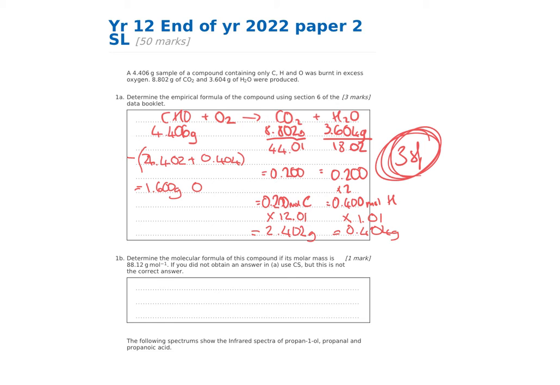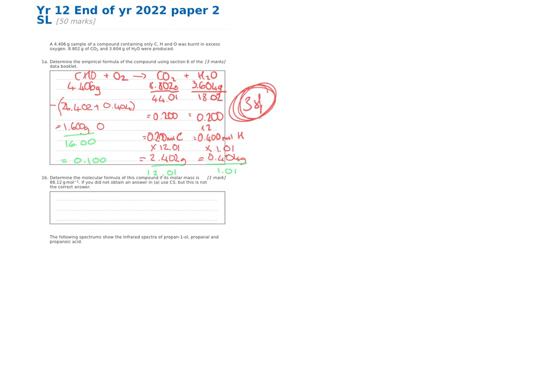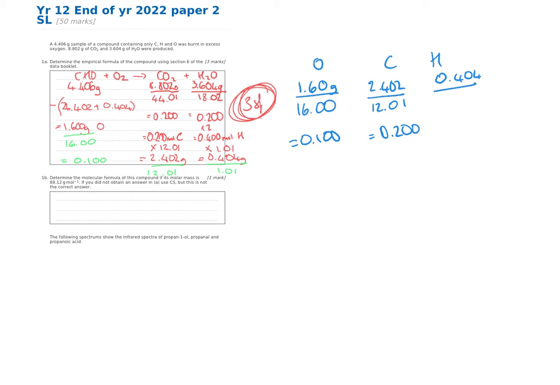So now we can do our empirical formula. So we have our masses. We can divide our 3 masses by our Ars: 16.00, 12.01, and 1.01. Run out of space on this one, let's carry on over here. So I'm going to do oxygen, carbon, and hydrogen. So I had 1.60 grams over 16.00, which is 0.100. Then 2.402 grams over 12.01, which is 0.2. And then for hydrogen, 0.404 over 1.01 gives me 0.400.